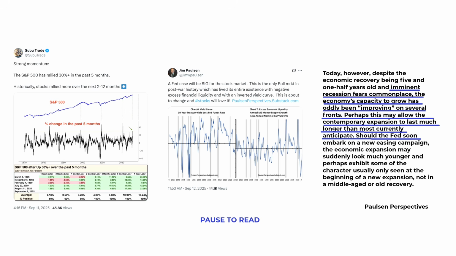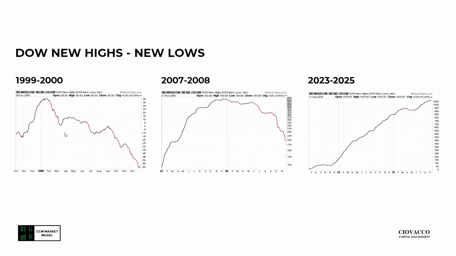Average gain, 18.24%. This is the topping process in the early stages of the dot-com bust bear market. This is Dow new highs minus new lows. The S&P 500 peaks right in here. And in the financial crisis case, the S&P 500 is peaking in here.